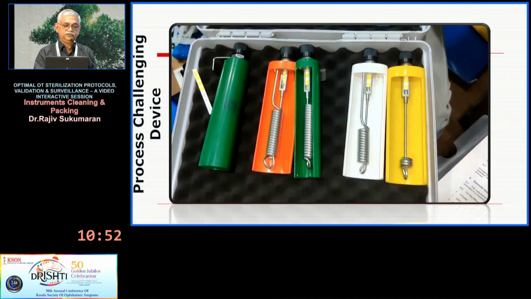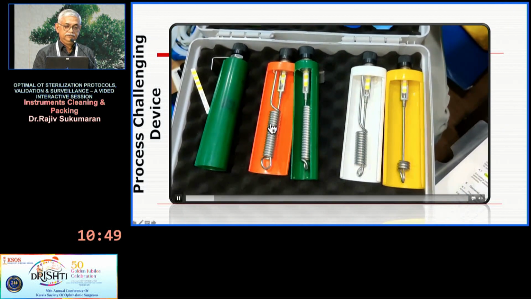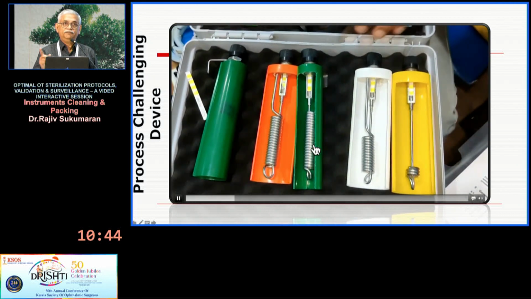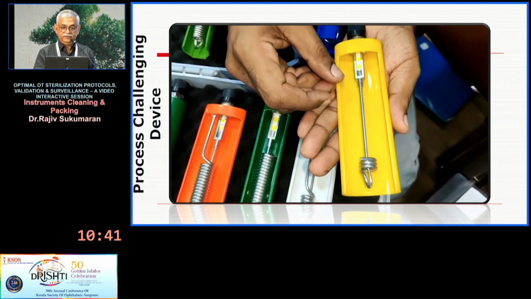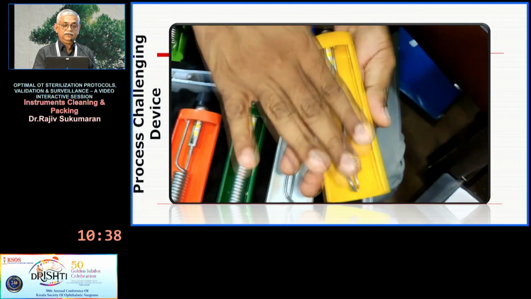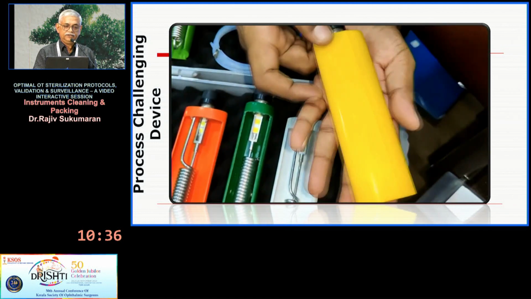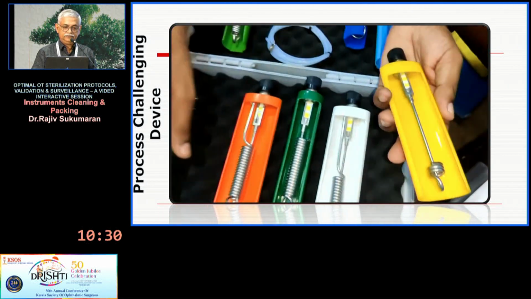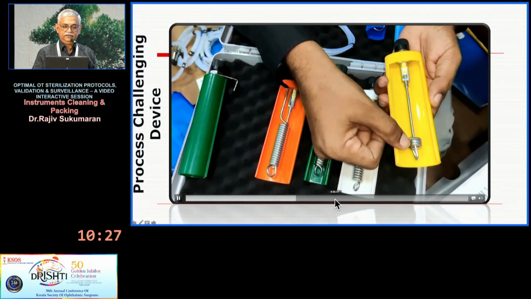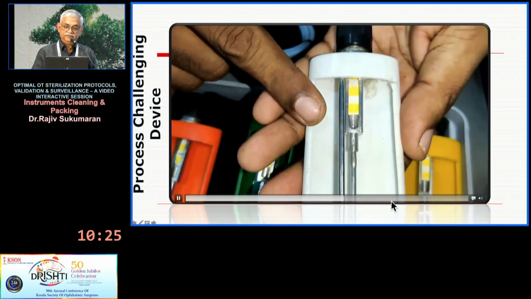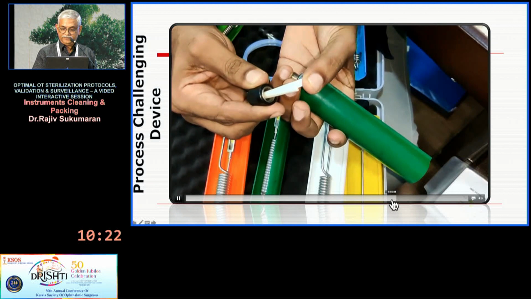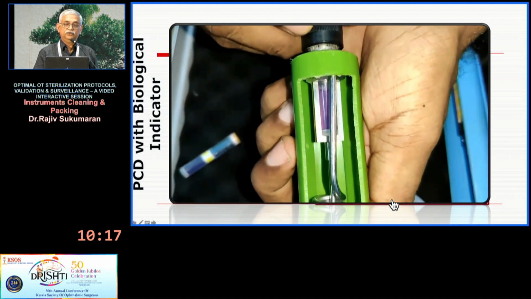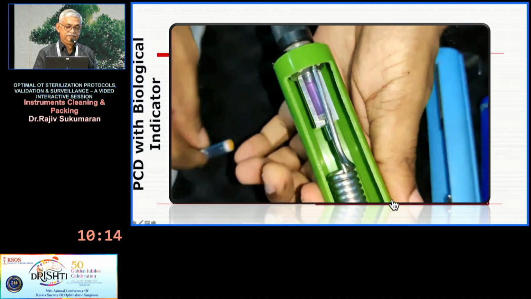You will not be able to see these tubes like what you see in the green part. The open part is this one. The different colors are for different specialties. The yellow is for dental, the white is for general surgery, green is for ophthalmology, because the length of the inner steel tube is different. So this again tells us the vacuum cycle in the autoclave. And you can use a biological indicator also in the process challenging device, PCD it is called.